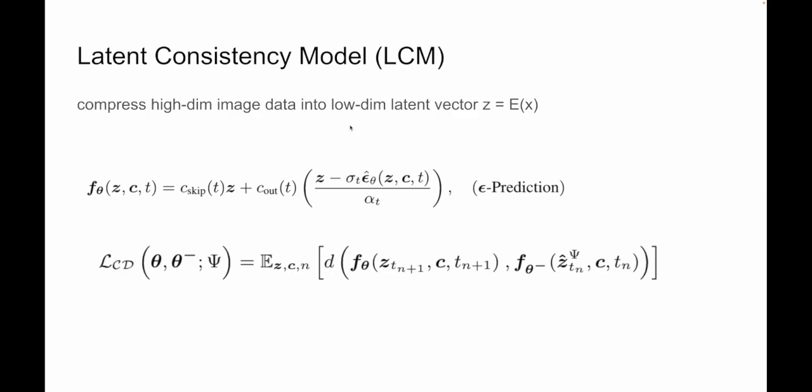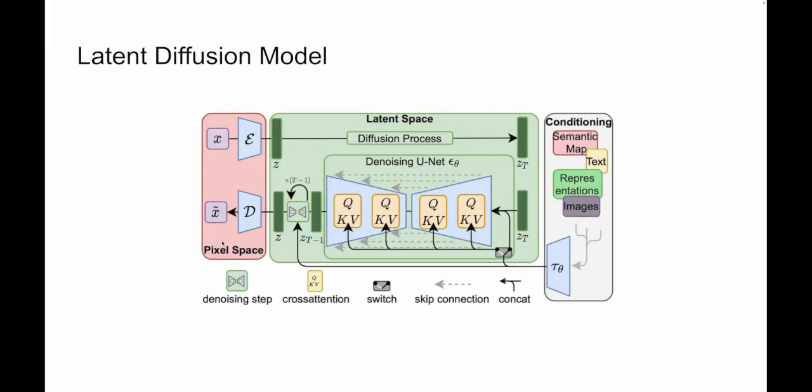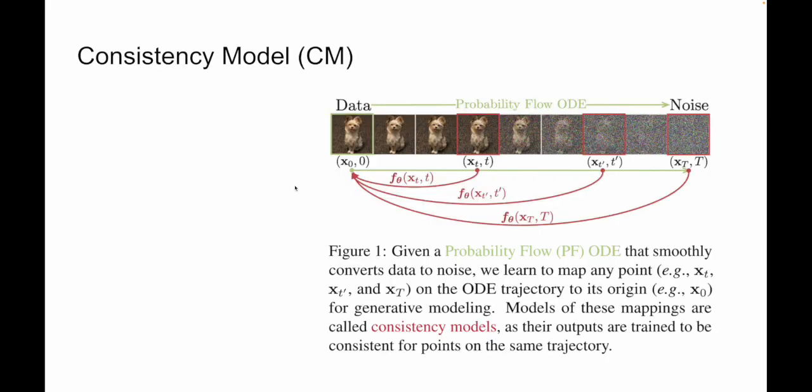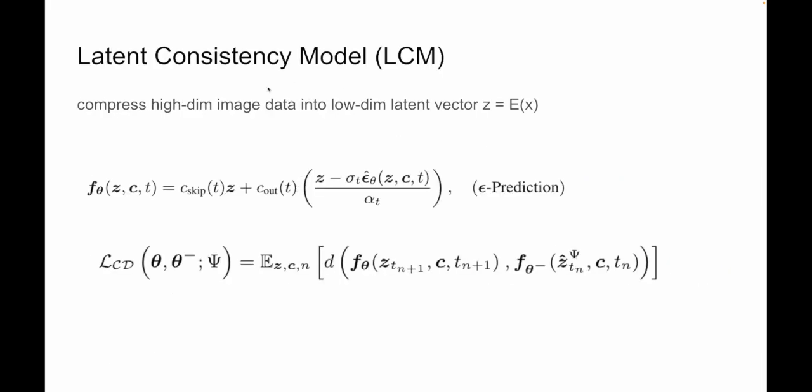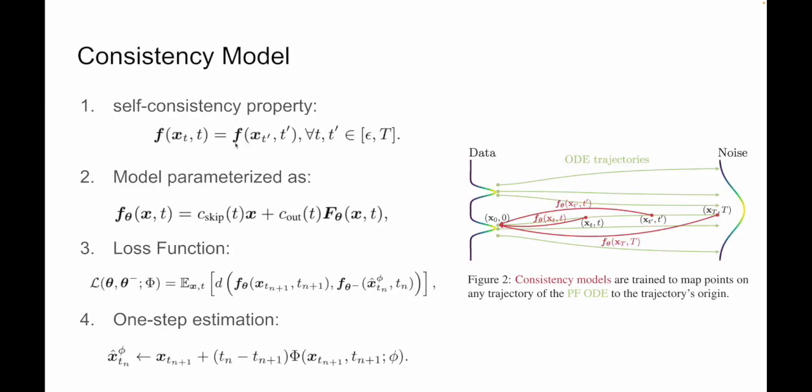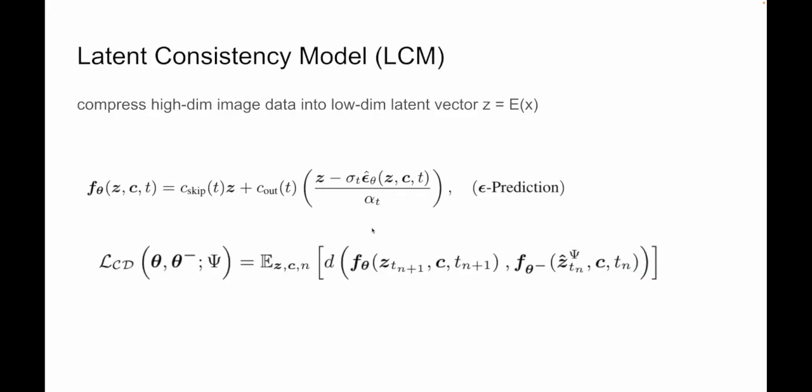After this, we need to talk about today's topic, latent consistency model. The latent means that we compress the high dimensional image data into a low dimensional latent vector z, like I just mentioned before. We add this red part to the consistency model, and that's the main point of the latent consistency model. That's the first thing. The difference between the consistency model and LCM, you can see from the model parameterization. We use z, c, t as our input. We replace x with z.